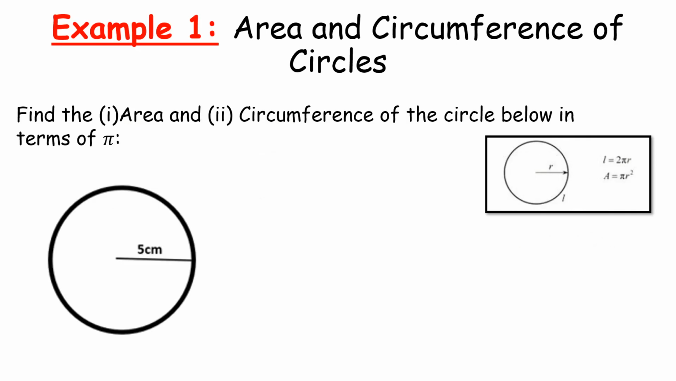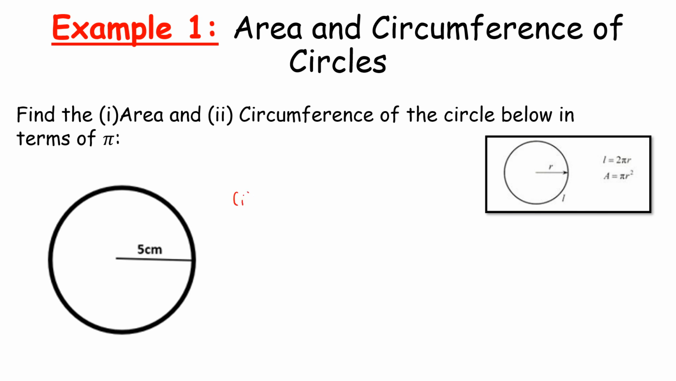So let's look at a quick example, calculating the area and the circumference of a circle. Find the area and the circumference of the circle below in terms of pi. What that means is we're going to leave pi in our answer. Notice how the question didn't tell us to use a certain value for pi. In that case, we're using the pi button on our calculators.